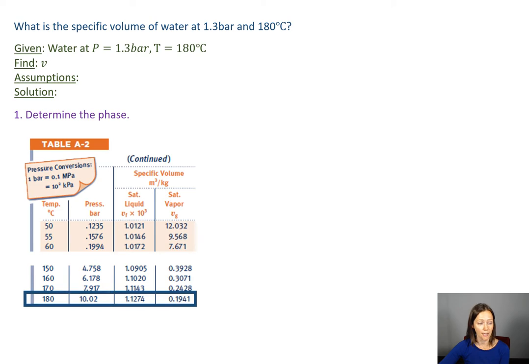Go to 180 degrees Celsius and I see that my saturation pressure is 10.02. So in order to be saturated at 180 degrees Celsius, I have to be at 10.02 bar, and I'm at 1.3 bar, which means I'm superheated. So I need to go to my superheated tables.